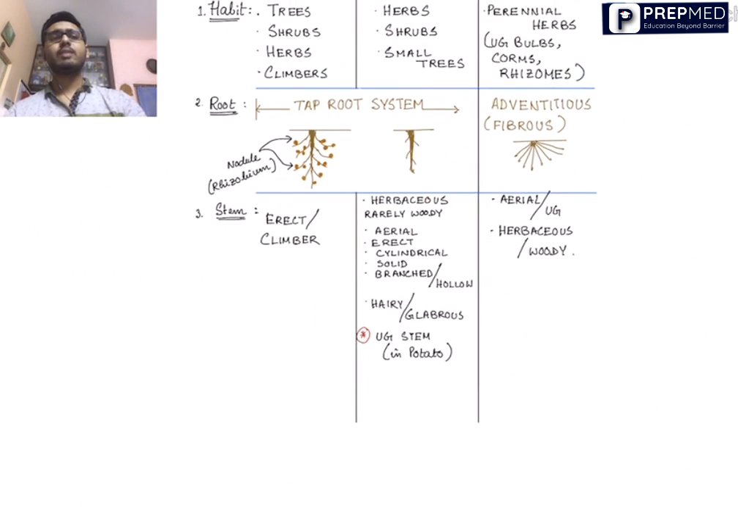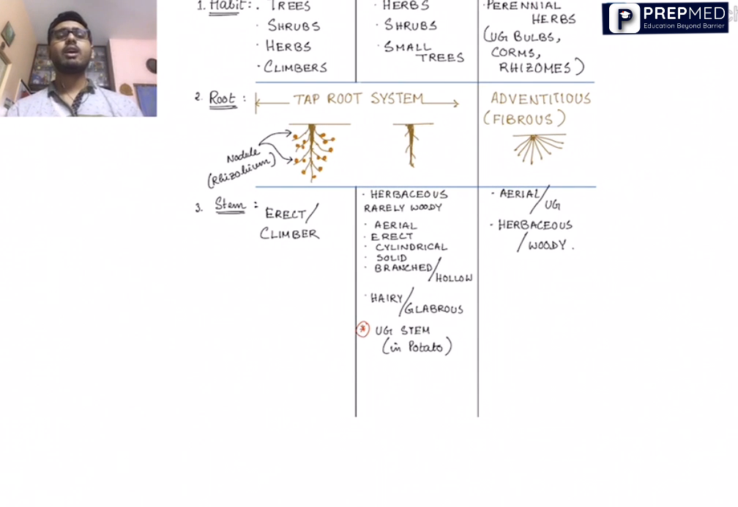Now let's come to stems. The stems are erect or climbers in Fabaceae, herbaceous mainly in Solanaceae. They are aerial, however there is an exception that underground stems are found in potato. They are erect, cylindrical, solid or hollow, branched, hairy or glabrous. Glabrous obviously means the lack of hair. And in Liliaceae, they can be aerial or underground. They are herbaceous or woody.